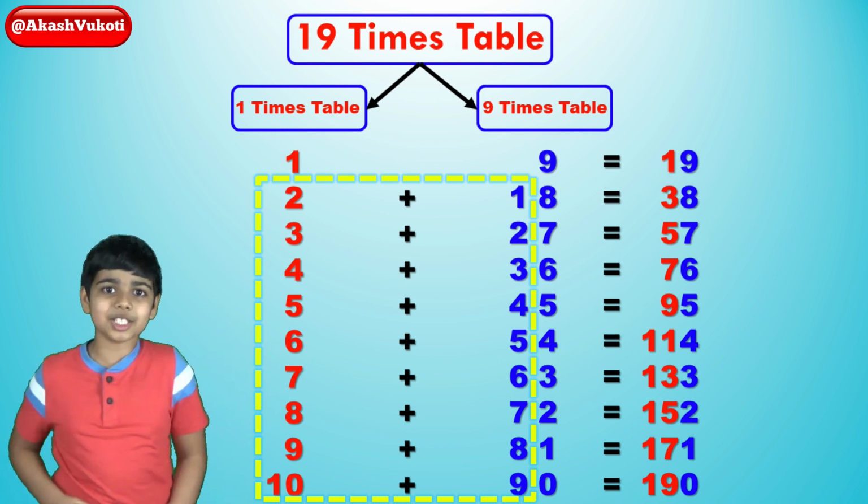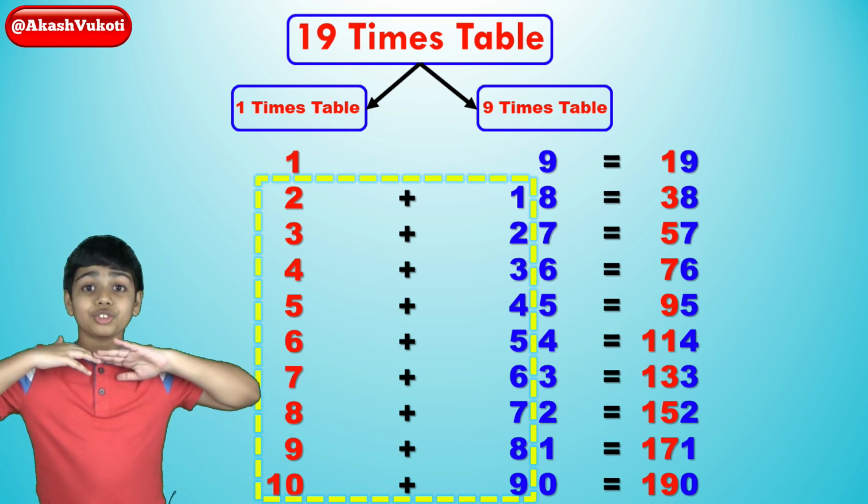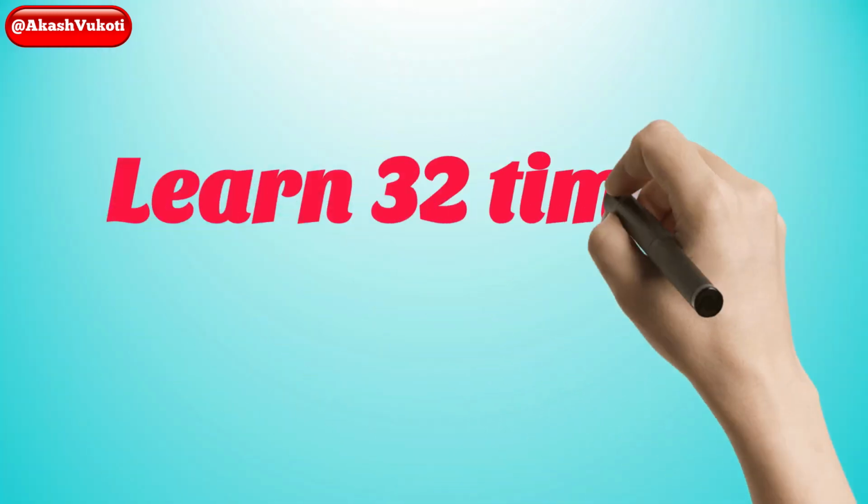And that is how we get the table of 19. It's the 19 times table right there. Super neat trick, and it just works great. Let's pick another number, say 32.